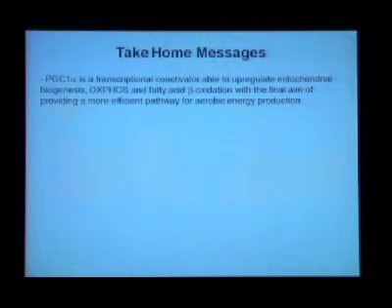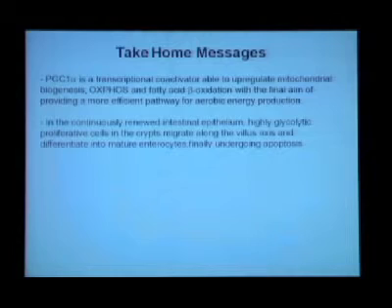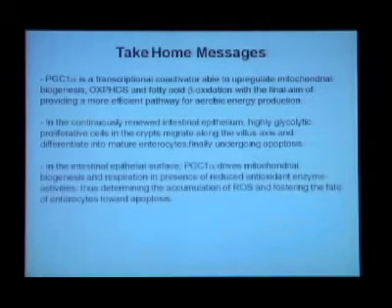So the take-home message is that PGC1 alpha is a transcriptional co-activator and is able to upregulate mitochondrial biogenesis, OXPHOS, and fatty acid beta oxidation, and the final aim is providing an efficient pathway for aerobic energy production. Now, in the intestine, there are glycolytic cells that are the proliferating cells in the crypt. They migrate along the villus axis and they differentiate into mature enterocytes, and their destiny is to die by apoptosis within 48 and 72 hours.